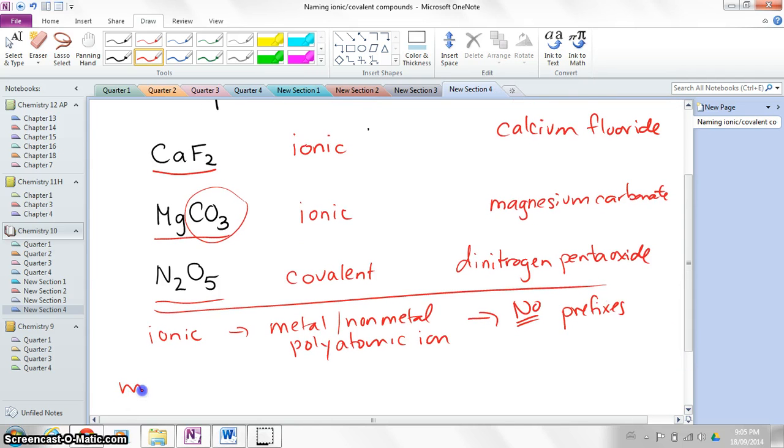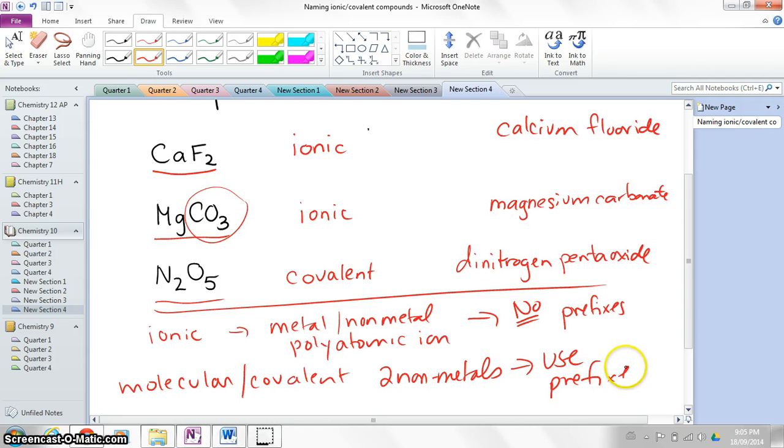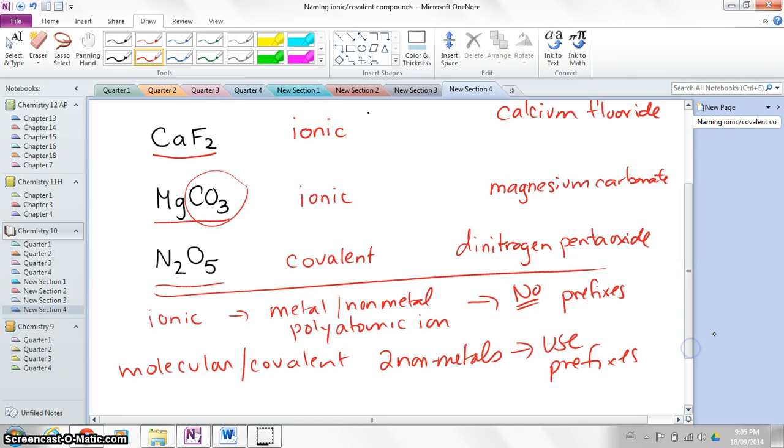If it's molecular, another word for molecular is covalent, you will have two nonmetals, and that's when you use your prefixes. The government exam is going to try and mix you up, so make sure you get this straight in your mind.